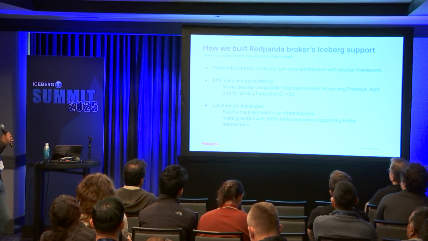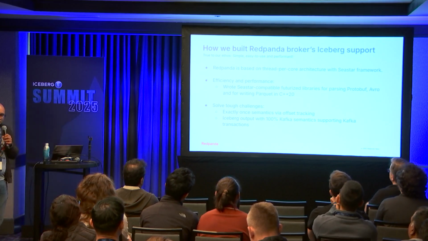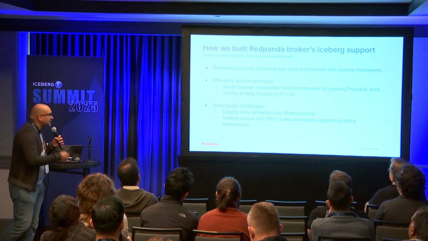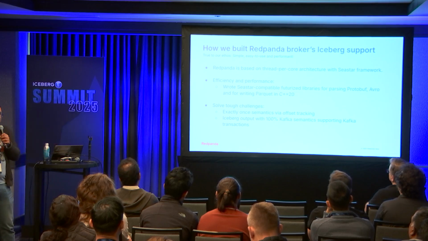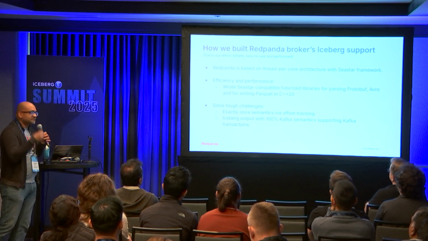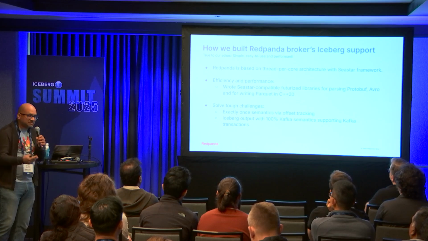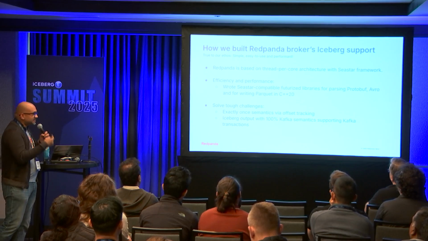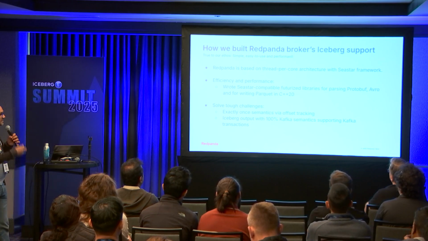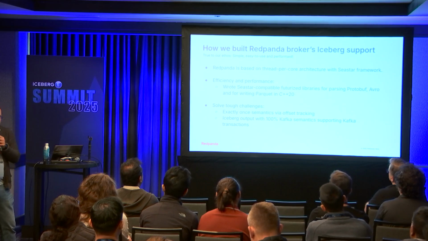Taking a step back, right? Redpanda is based on a thread per core architecture. We extract a lot of performance because we are C++ based and we are thread per core architecture, which means that we couldn't have used any of the open source Java libraries out there for parsing protobuf and Avro and for writing Parquet. What do? We doubled down. We wrote futurized C++20 based libraries for parsing protobuf, for parsing Avro, and for writing Parquet so that we can extract the maximum performance from the system.